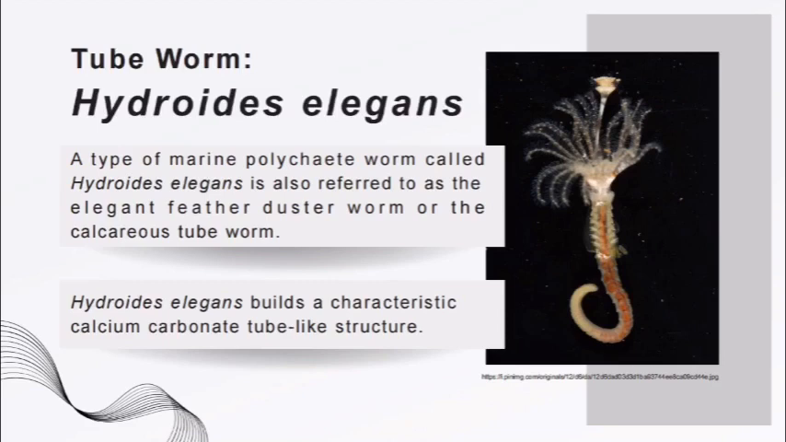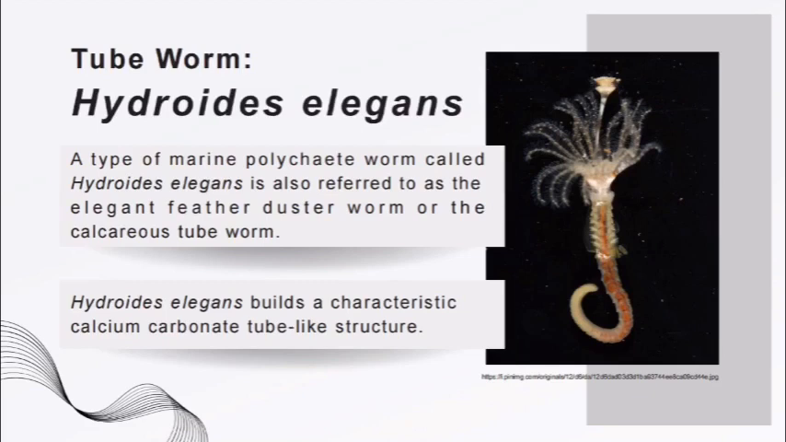There are so many species of tube worm, but here we will focus on the species called Hydroides elegans. It is a type of marine polychaete, which is also referred to as the elegant feather duster worm or the calcareous tube worm. As you can see in the figure or the photo, it looks like a feather duster, somehow in an elegant way.